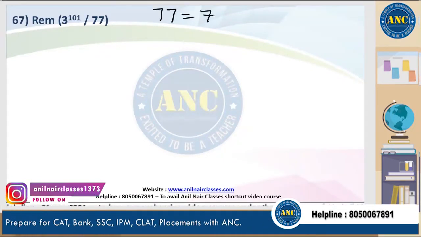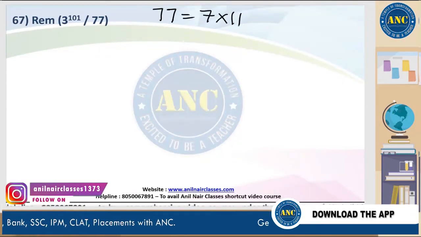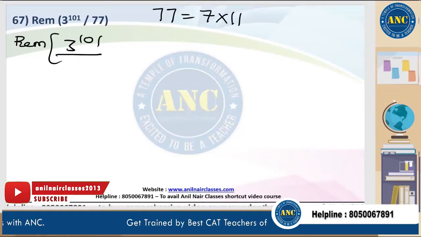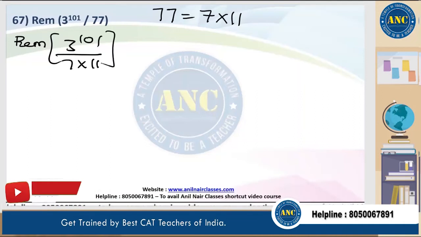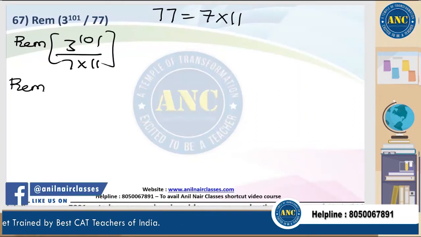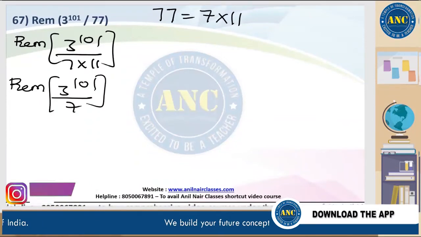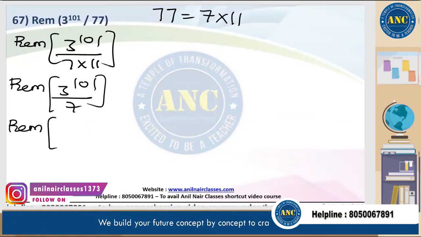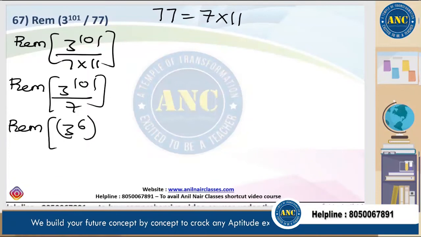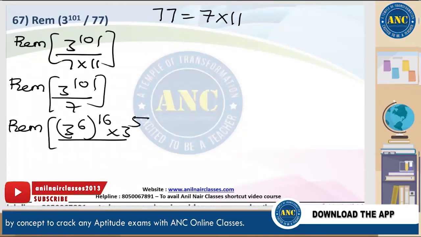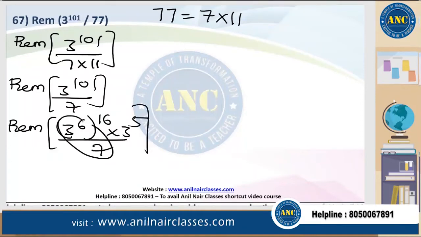Again, 77 is a composite number. So it is 7 into 11. So 3 power 101 divided by 7 and 11. If I take first by 7, 3 power 101 divided by 7. So this will be 3 power 6. Power 6 16s are 96, 5 divided by 7.